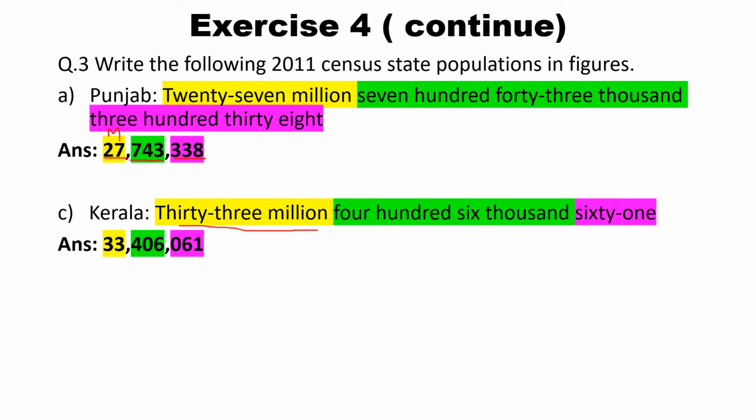33 million. So the million place will come here, 33. Then it's 406,000. This is the thousand period. So 4 on the 100 place, and it's 6,000. There is no 10,000 place, so it will be 0. It will be 06. It's 406,000. And there is no 100 place given. So the 100 place is 0 and it's 61.